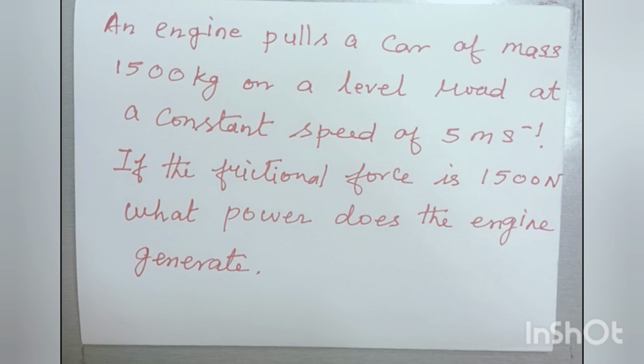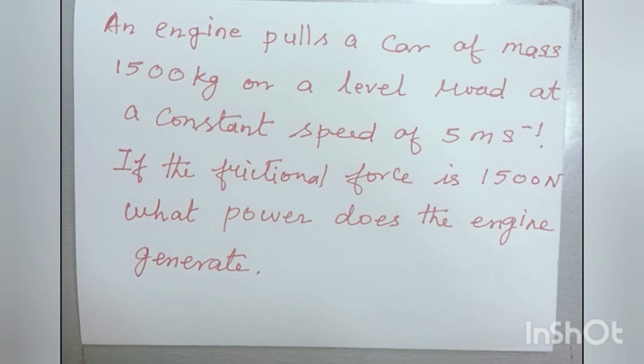An engine pulls a car of mass 1500 kg on a level road at a constant speed of 5 meters per second. If the frictional force is 1500 newtons, what power does the engine generate?